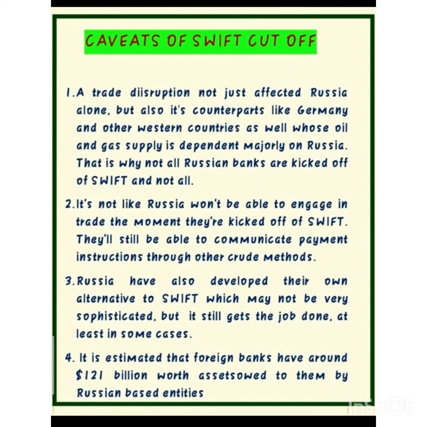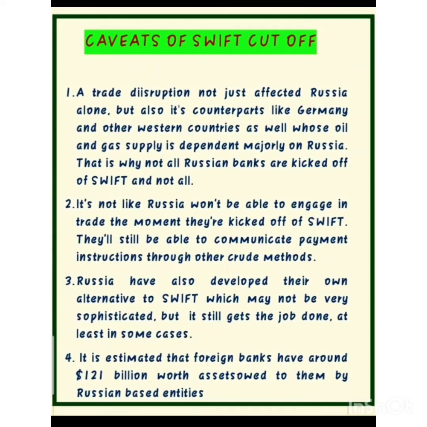The first and foremost limitation is the too much dependency of the Western countries on Russia for their oil and gas supply, and that is the major reason why not all Russian banks are cut off from the Swift system. Only a few banks have been cut off initially, because Western countries are still dependent on Russia for the majority supply of their oil and gas resources.